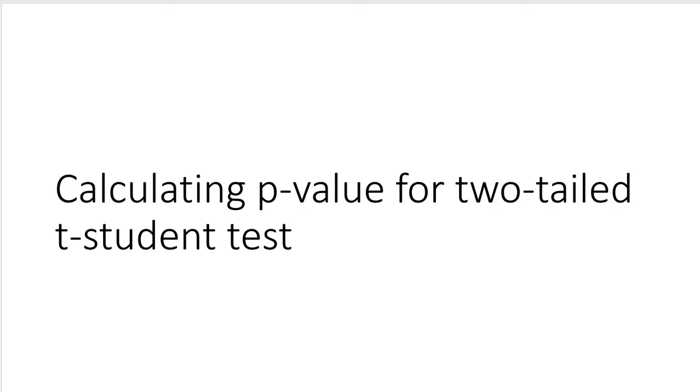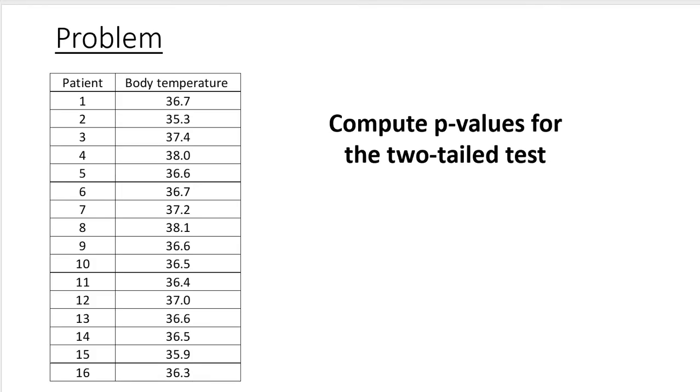Hi, welcome back. So now we're going to discuss how to calculate p-value for two-tailed t-student test. So we are going to use the same problem as we did during the last lecture. So we have 16 patients and we measure their body temperature after they took some experimental drug. And we want to figure out whether their average body temperature is different from the normal one, which is 36.6. So here we have to compute p-value for the two-tailed test.